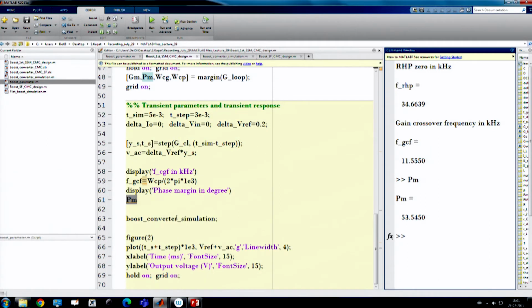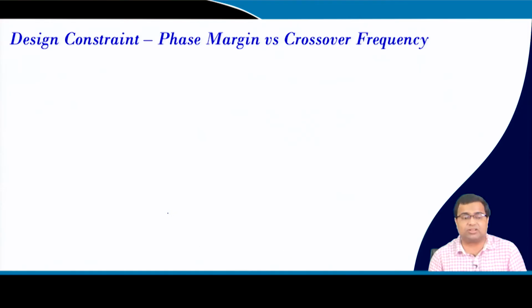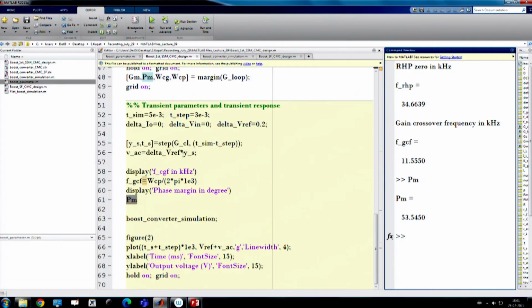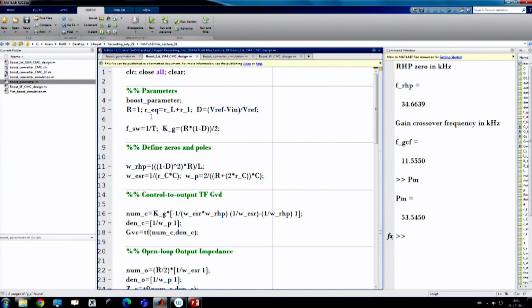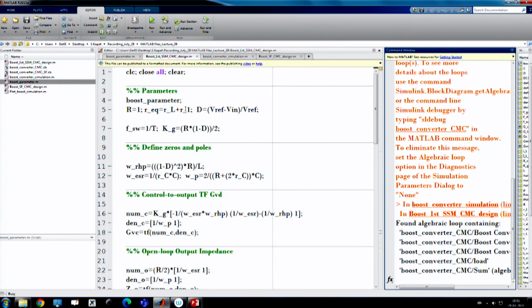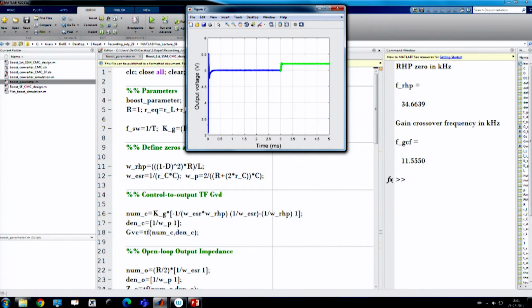So, this is the design and we match the model and they are matching quite nicely. That means we show the model matching. Now, here is the design constraint. If I want to increase the crossover frequency, let us consider MATLAB again. Here I first want to achieve 1/3 of the RHP zero, and we can achieve this.